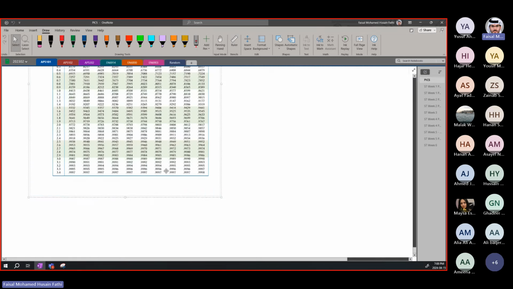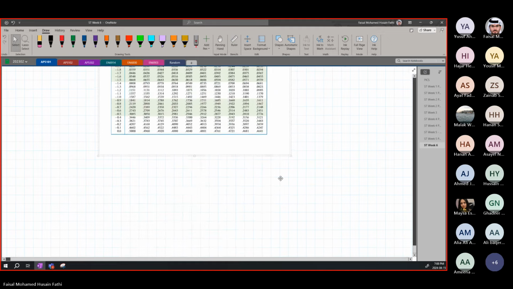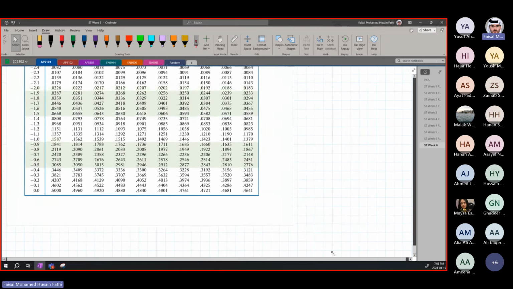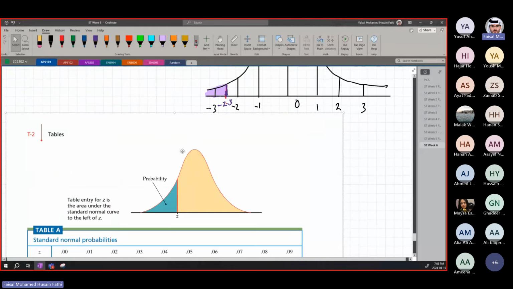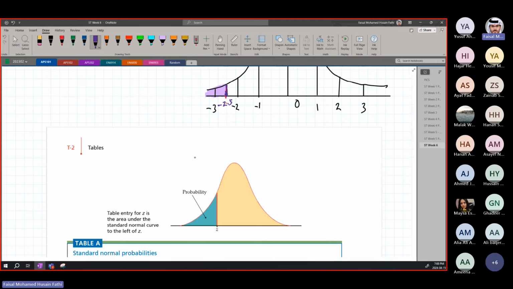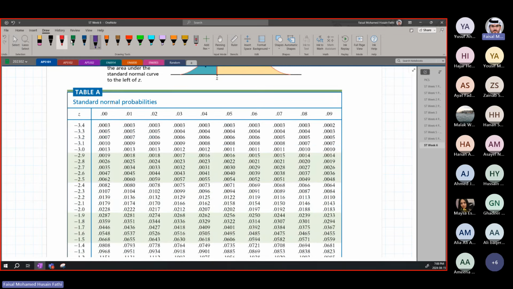So how would that look? Instead of using this table, now we're dealing with a negative number, so we're going to be using this table instead. Again, what's the probability? It's Z less than minus 2.5. So minus 2.5 is the number we're looking at. We go to minus 2.5, which is here on this line.